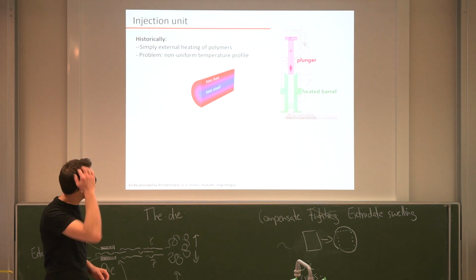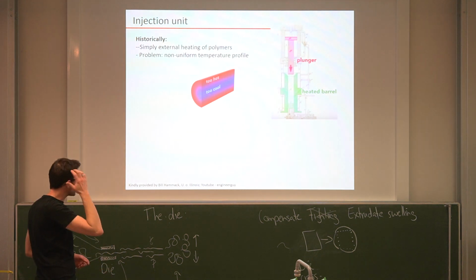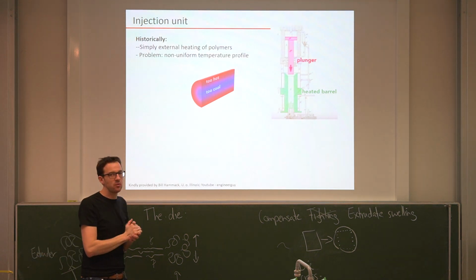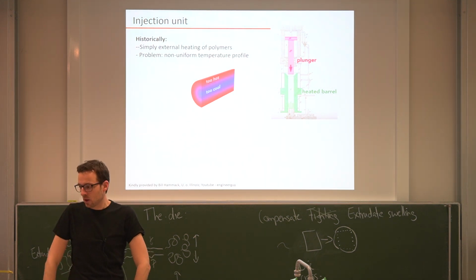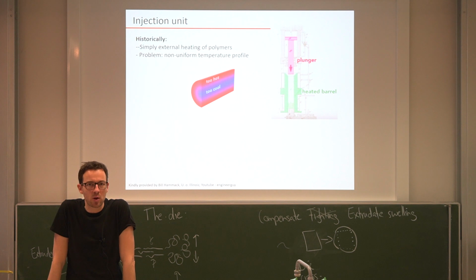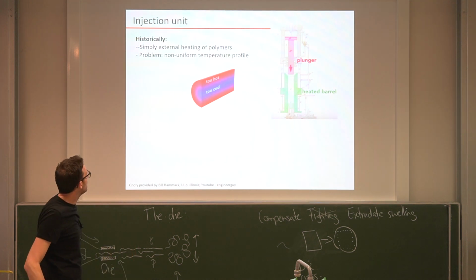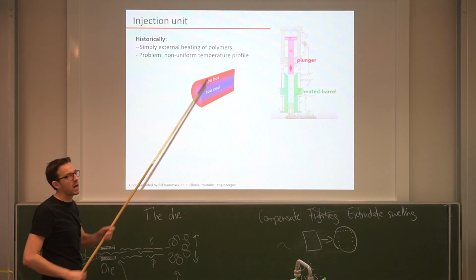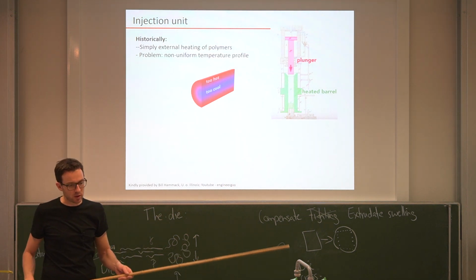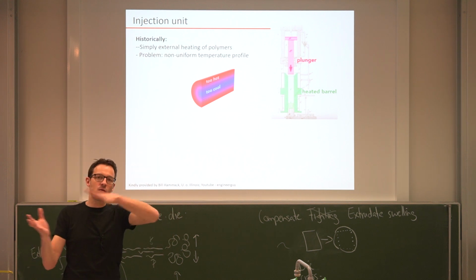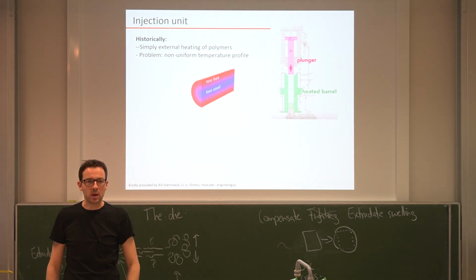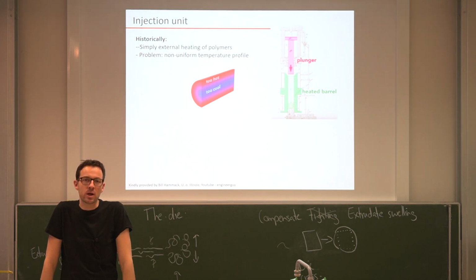So the first one is the injection unit. And this now goes back to a very interesting effect of the extruder, and that is the heating from the inside. So historically, when you want to make polymers, what you needed to do is heat the material from the outside. Simplistically speaking, you put it in the oven, you apply heat from the outside, and then you fill it into a form and create something. And at the very beginning of polymer science, this is how polymers were processed.